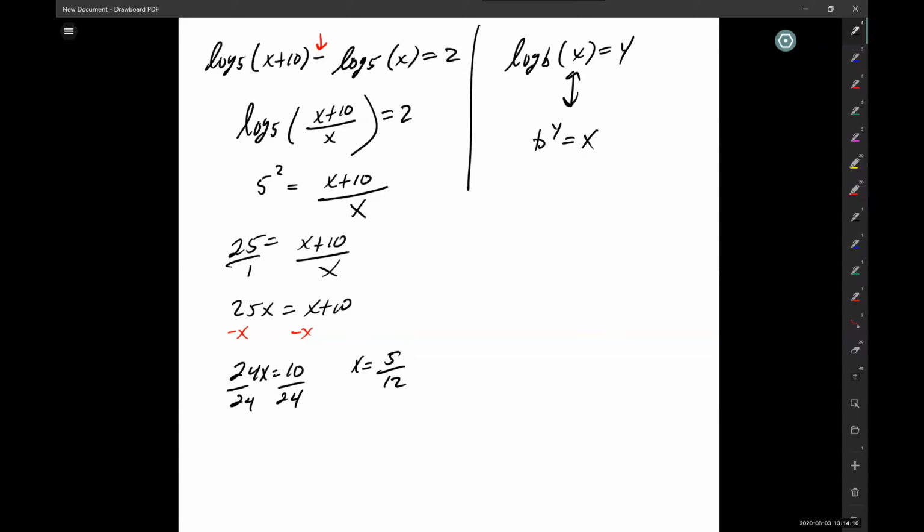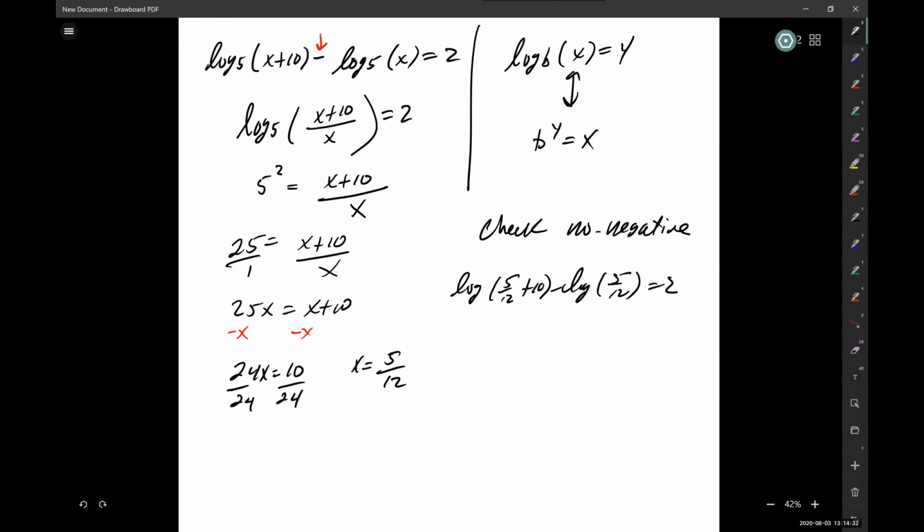Now, the one thing we always have to do with logarithm equations is check and make sure that we have no negatives in the actual plug-in. So if I take this 5/12 and plug it back into the original equation, that gives me the log of 5/12 plus 10 minus the log of 5/12 is equal to 2. I do not need to go through the full check and make sure they're equal. I just need to see that it's a positive fraction plus a positive number, which will be positive. Likewise, 5/12 is positive. So we do indeed have all positive values, which means that this is my final answer.